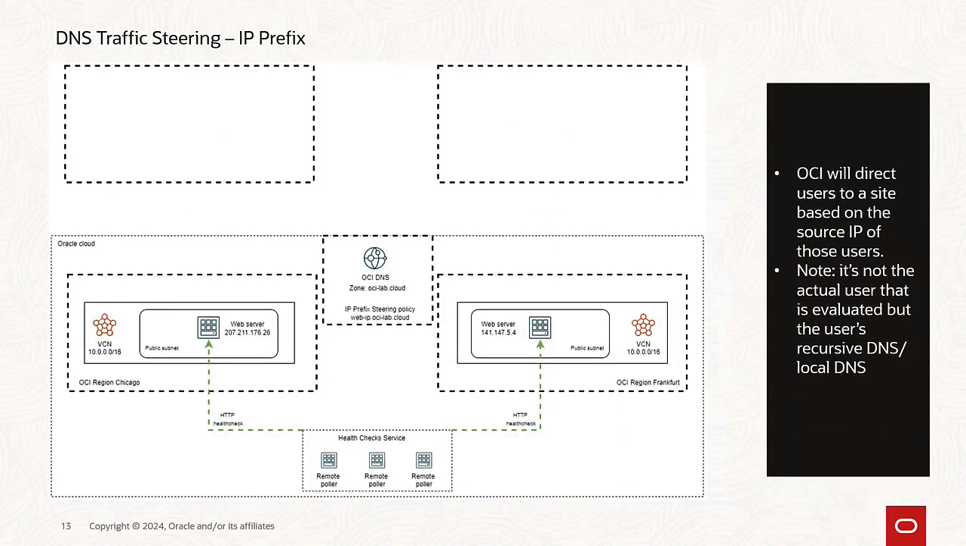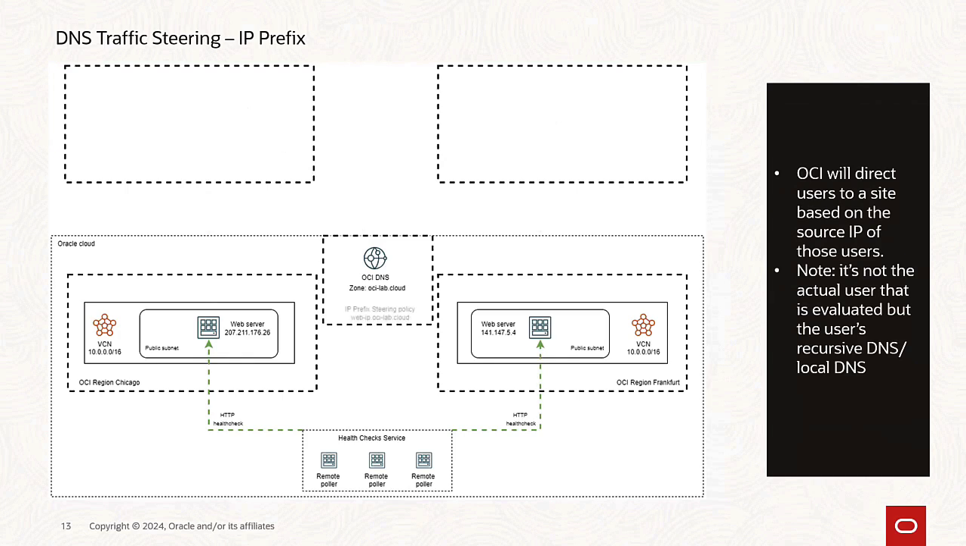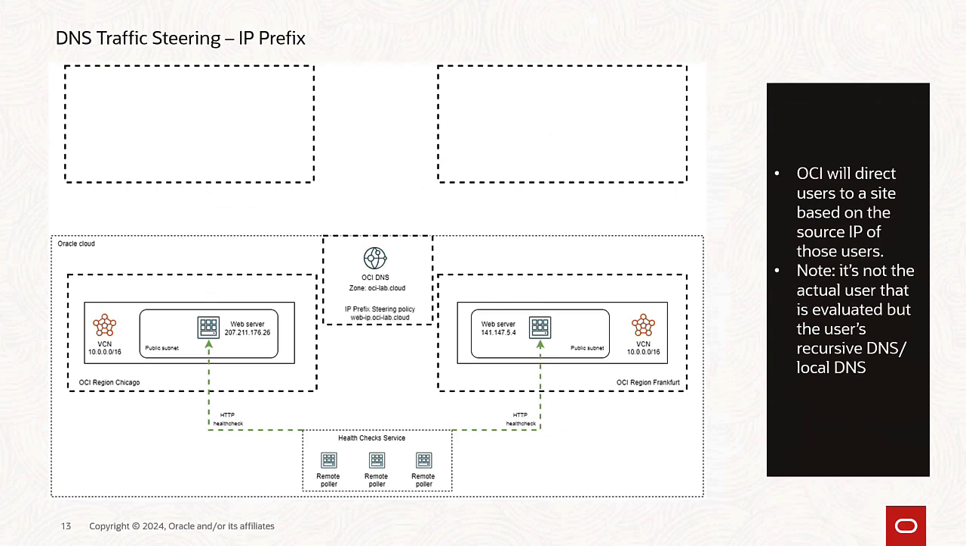IP prefix, it's very similar to the previous, but instead of matching to the BGP ASN, we match it to the actual source IP of the recursive server. And in this case, it's the same example. We have a user that configured 1.1.1.1 as a recursive server, and another user that configured an Oracle free recursive DNS server. And based on the policy, they will be directed to different sites.